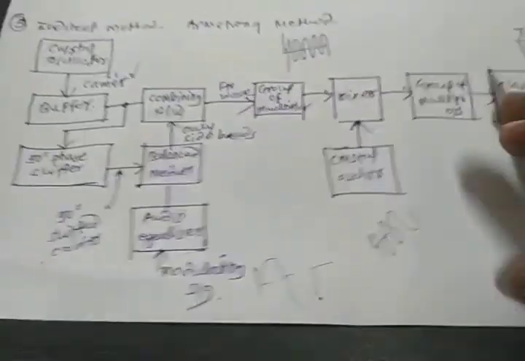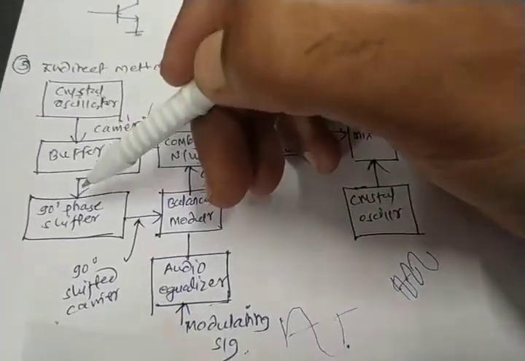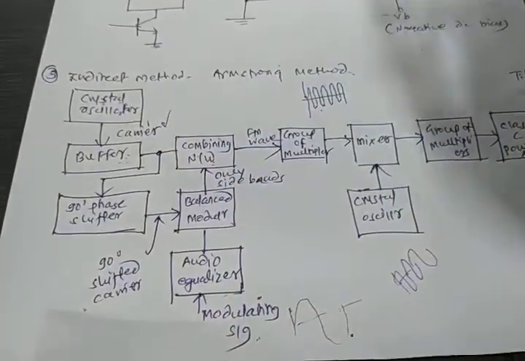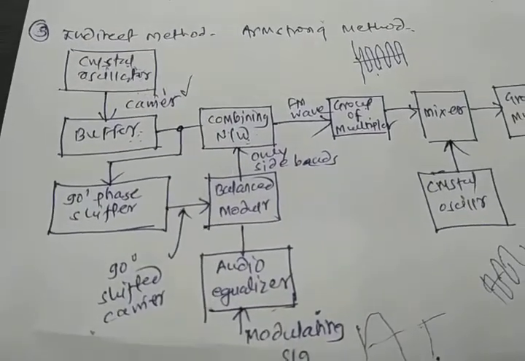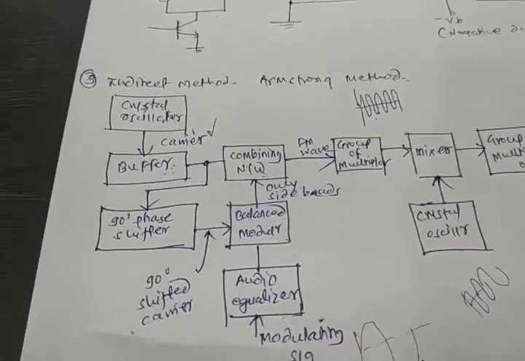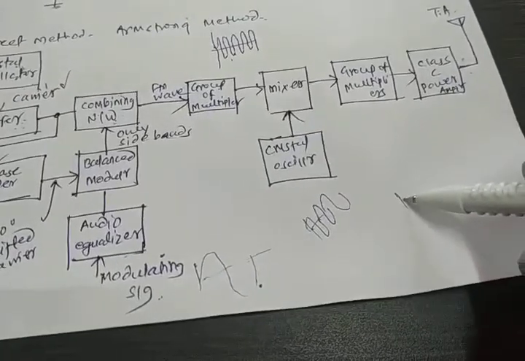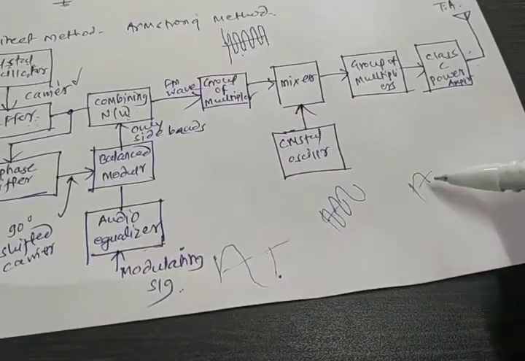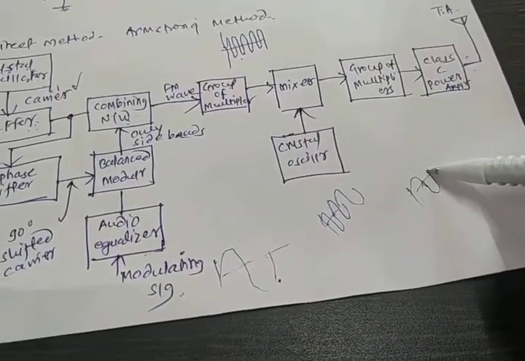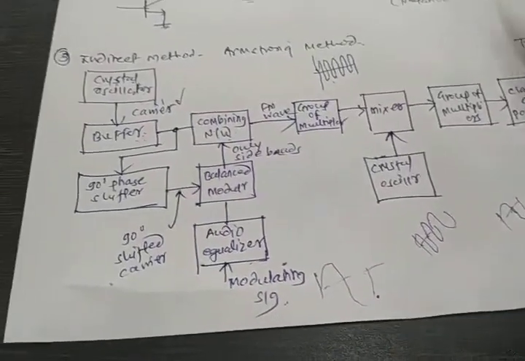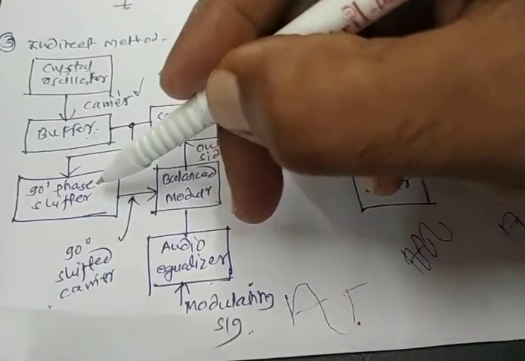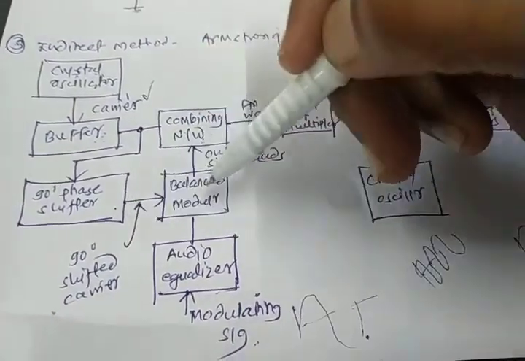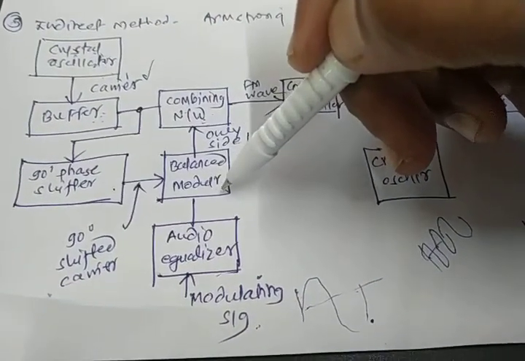The purpose of the 90-degree phase shifter is the reverse action, which we can observe by using it. Phase shifter means suppose the first phase is complete, the second phase will start from there. So the phase shifter block is very important. Then this 90-degree phase shifter is also provided to the balance modulator.